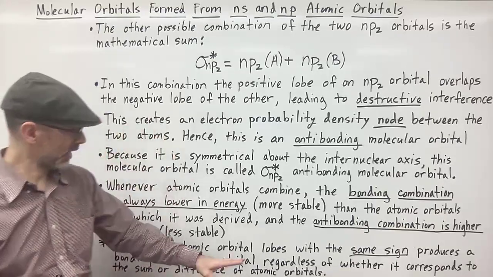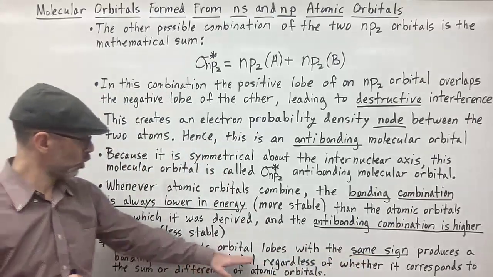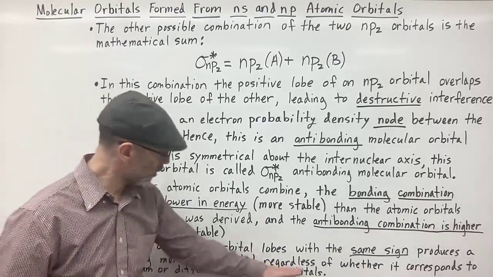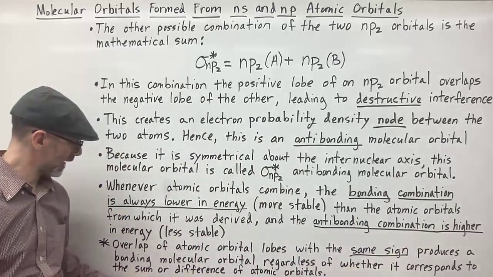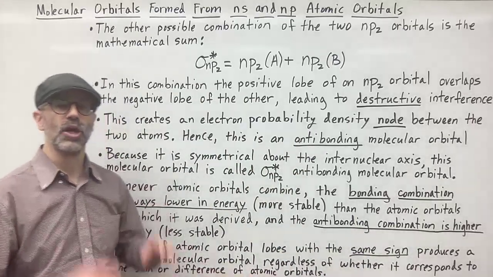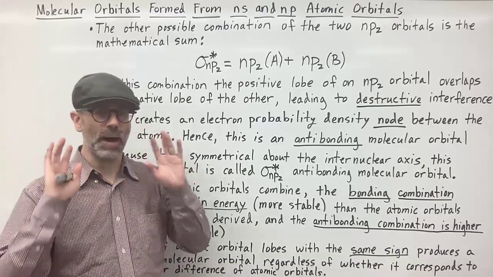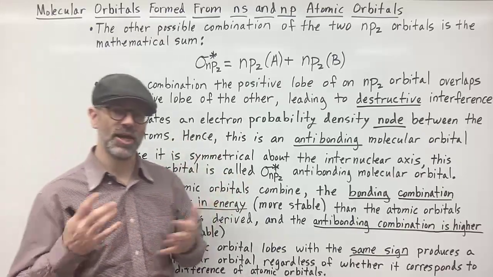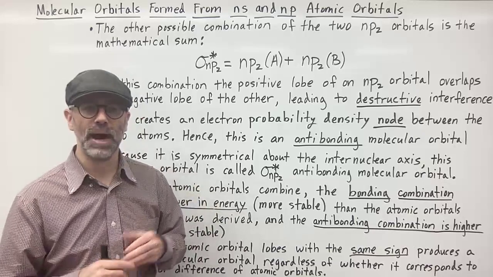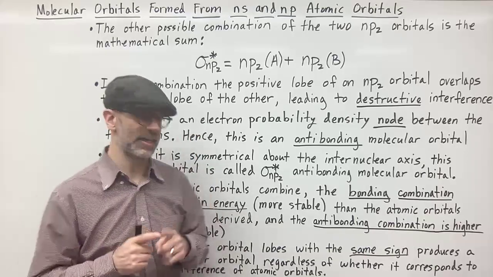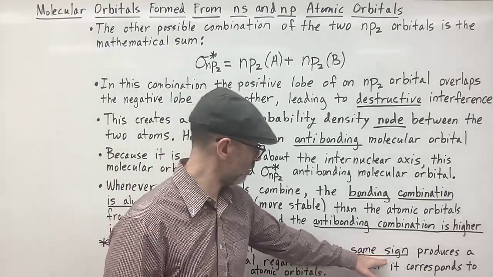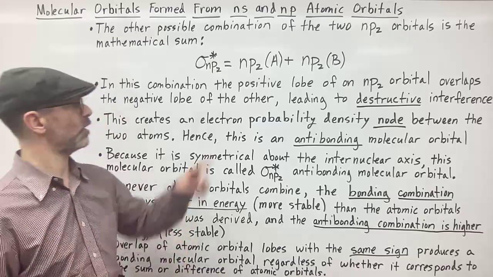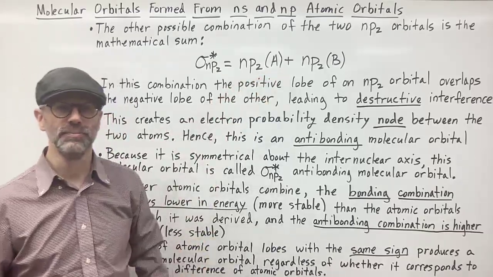So if they're the same sign, right? If the orbital lobes are the same sign, that's going to produce a bonding molecular orbital, regardless of whether it corresponds to a sum or difference of the atomic orbitals. So don't bother trying to figure out, well, if this is a sum or a difference, how does that relate to antibonding or bonding? Pay more attention to the signs. If the signs are the same, then that produces a bonding molecular orbital, regardless of whether this is a plus or a minus. I hope that makes sense.